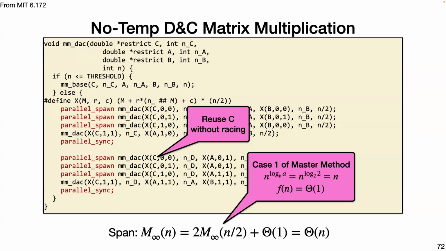But now we're in a different case of the master theorem than previously. Previously, we were in the arithmetically increasing case, but now A has changed. Previously, A was 1, now A is 2, so we compare n to the log base b of A, which is now n, with f of n, which is 1. And n is asymptotically bigger than f of n, so all the work is in the leaves, and that's n.